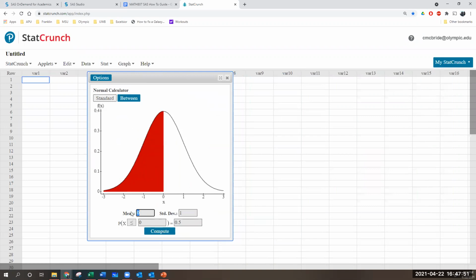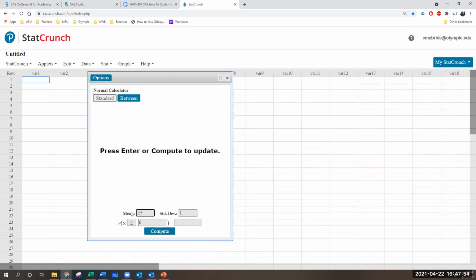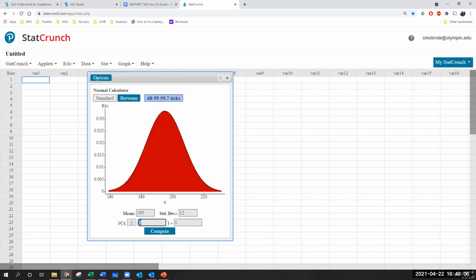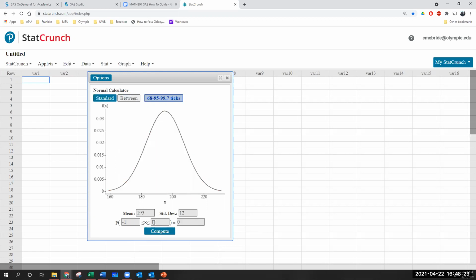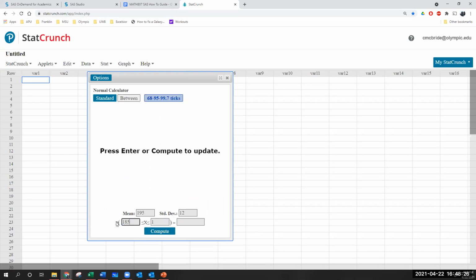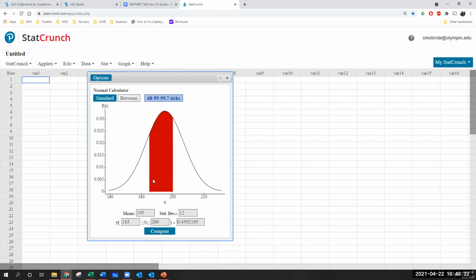So let's say you were doing weights, right? And in our sample, the average weight was 195 and the standard deviation was 12 pounds. And we asked the question, what's the probability that somebody is greater than 225? There's the graph, there's the shaded in region, right? If we did 210, there we go. Same thing, right? If we did less than 210, there it is. And then if we click up here on between, we can do in between, like 185 and 200. Bam, there's the picture.